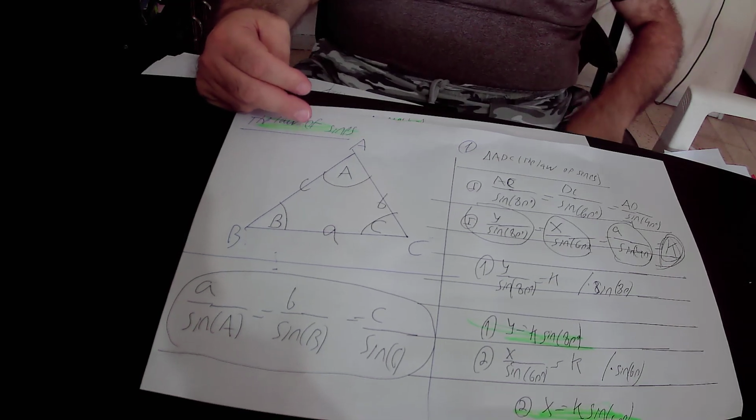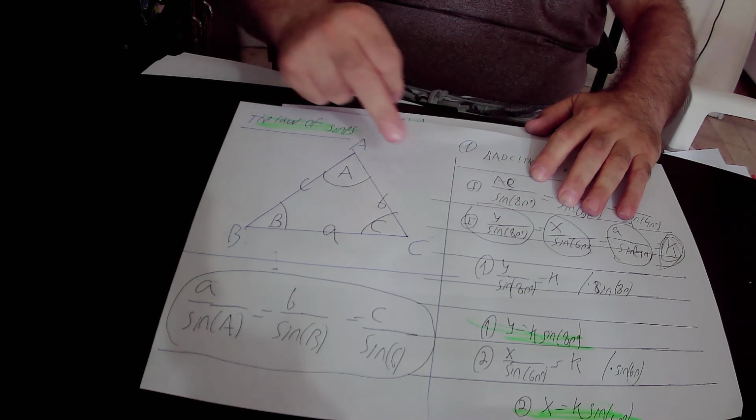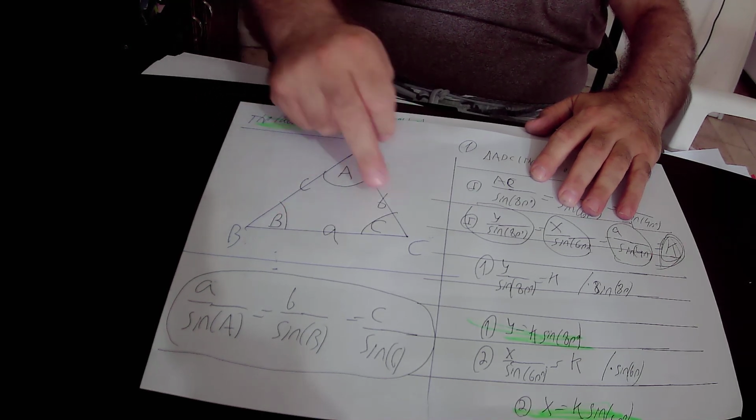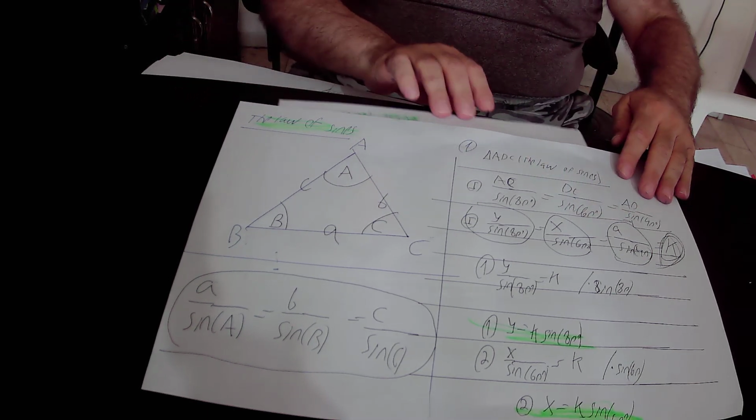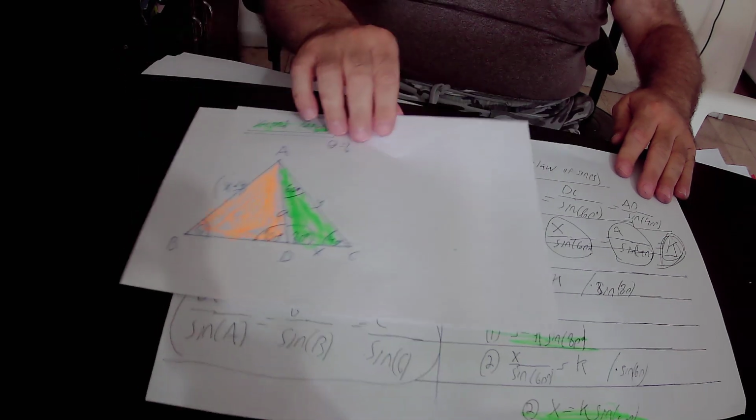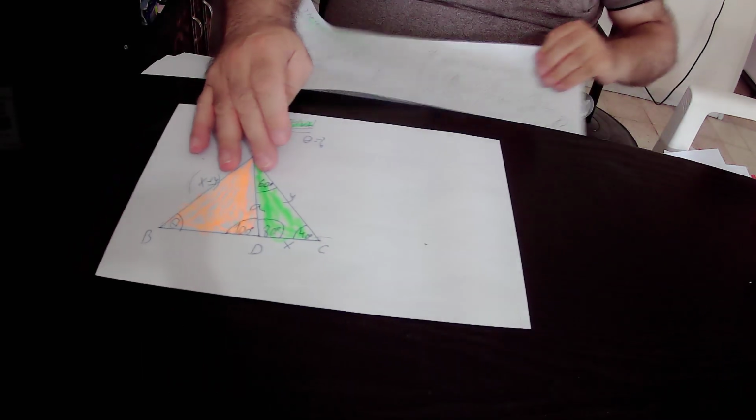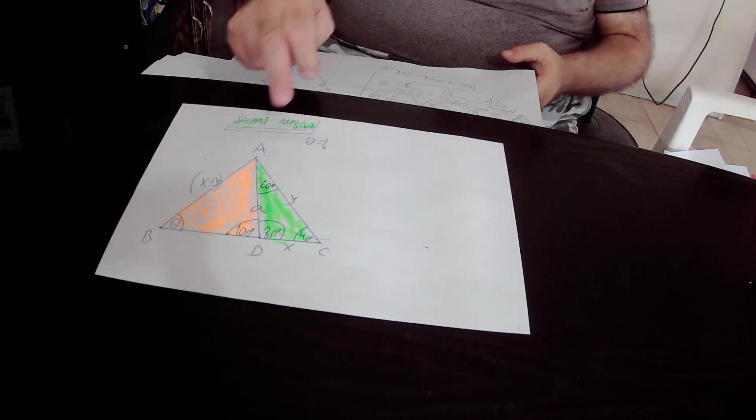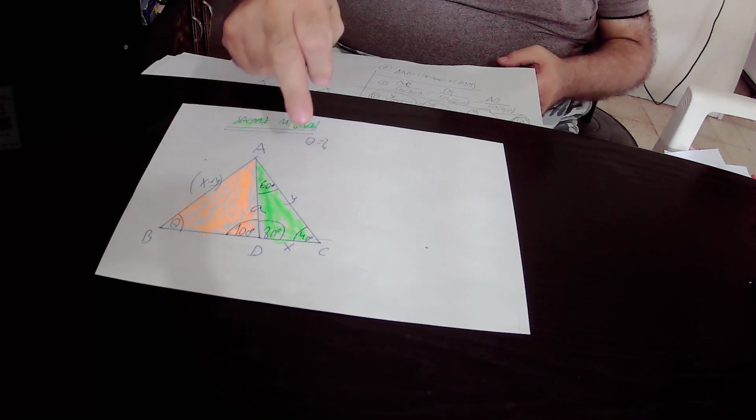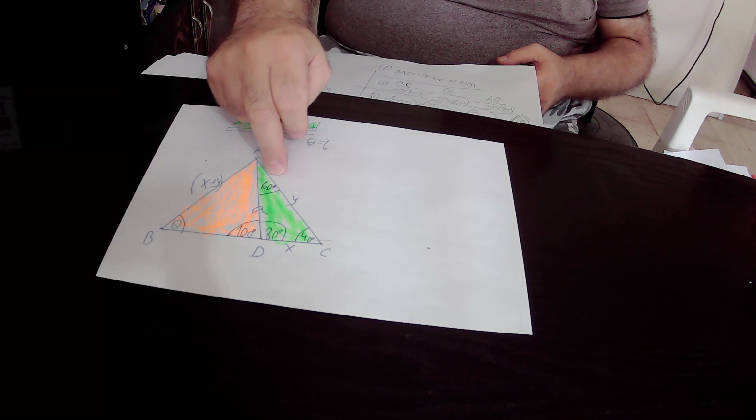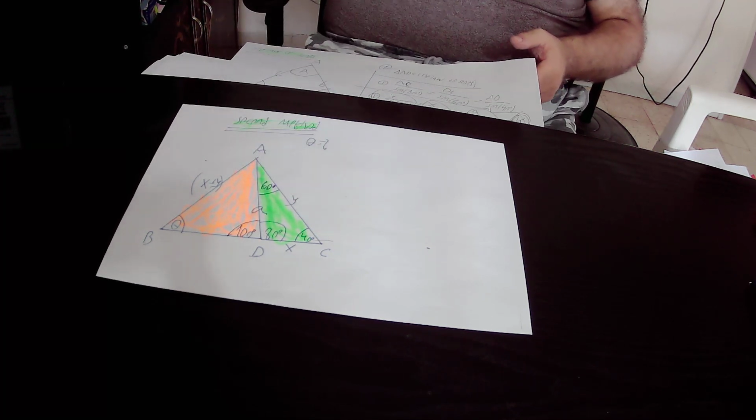In triangle ABC, according to the law of sines, a over sine A equals b over sine B equals c over sine C. Then we implemented the law of sines in the green triangle, triangle ADC. In the green triangle, triangle ADC, AC over sine 80 degrees equals DC over sine 60 degrees equals AD over sine 40 degrees, according to the law of sines.